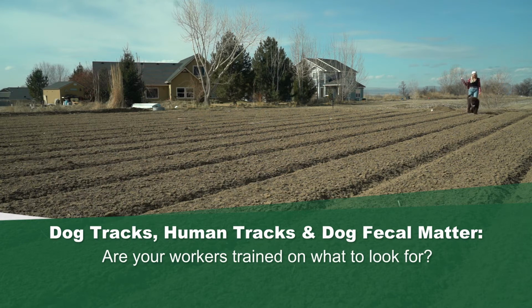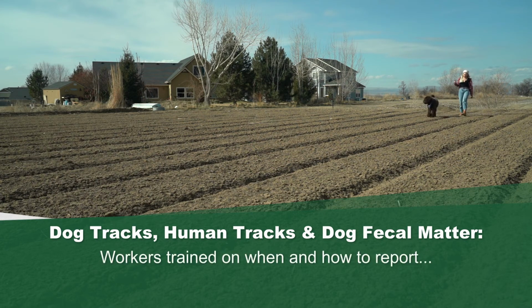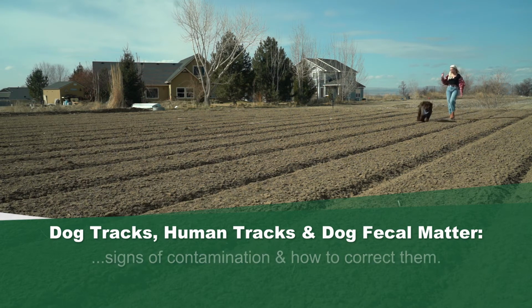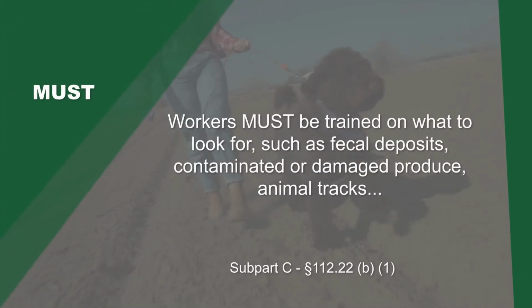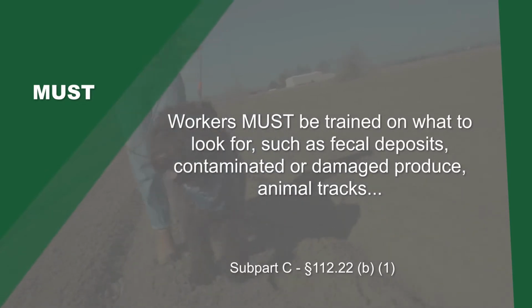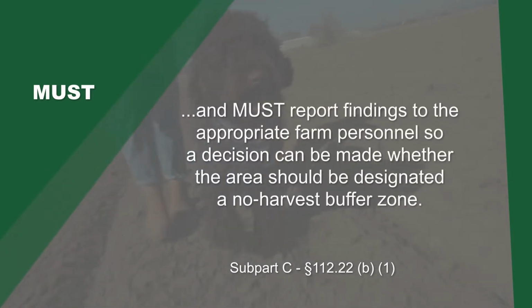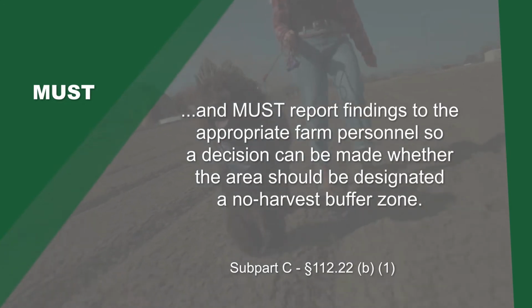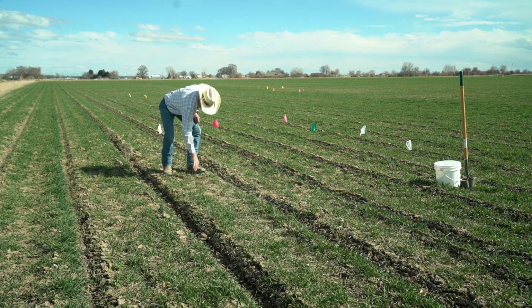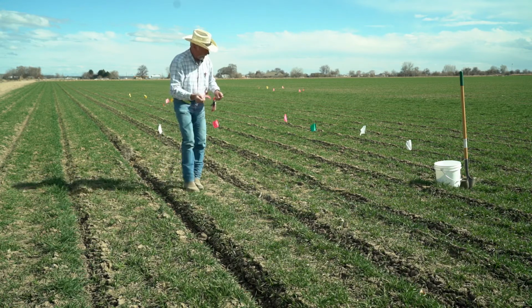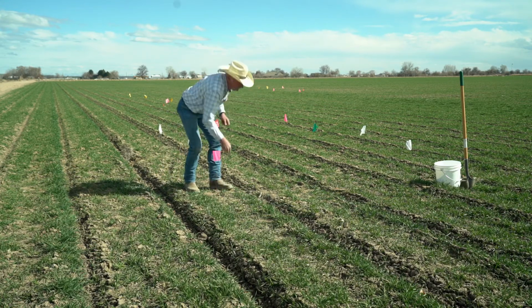Workers not only need to be trained on what to look for, but they also need to be trained on when and how to report signs of contamination and how to correct them. Workers must be trained on what to look for, such as fecal deposits, contaminated or damaged produce, animal tracks, and must report findings to the appropriate farm personnel so a decision can be made whether the area should be designated a no-harvest buffer zone. The amount of fecal deposits found and where they are found are very important when determining how much produce cannot be harvested.